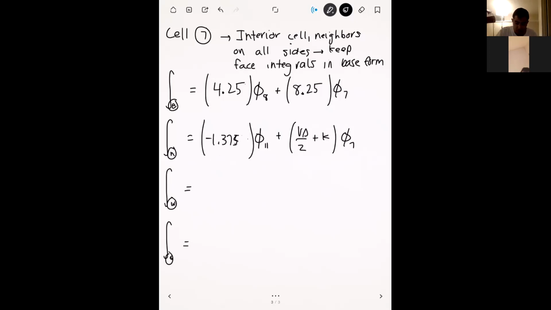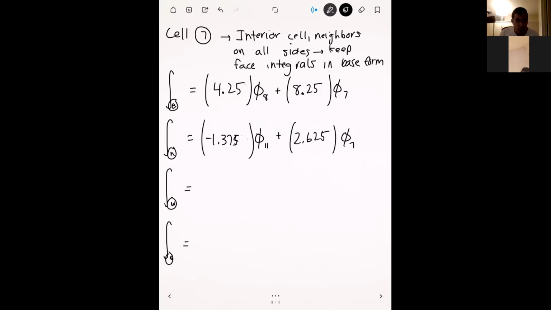Okay. And then we have v delta divided by 2 plus k. And so we have v, which is 5 times 0.25 divided by 2 plus 2. And so this is a 2.625 phi 7.